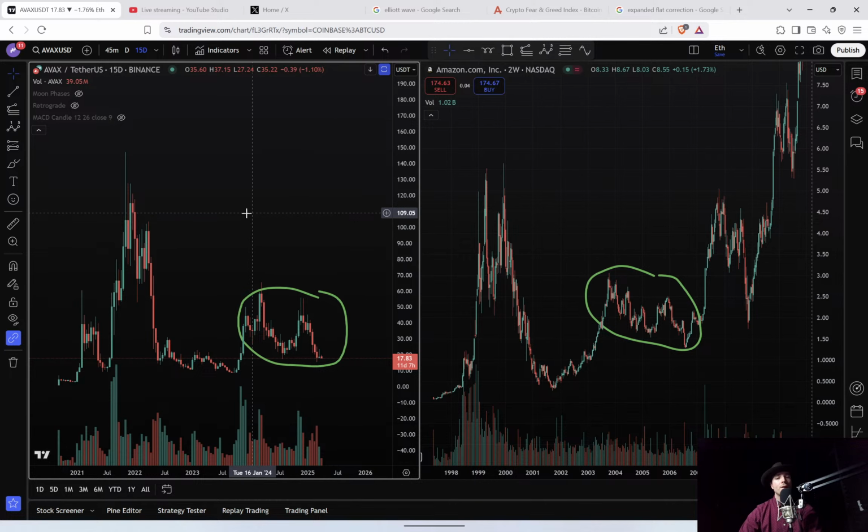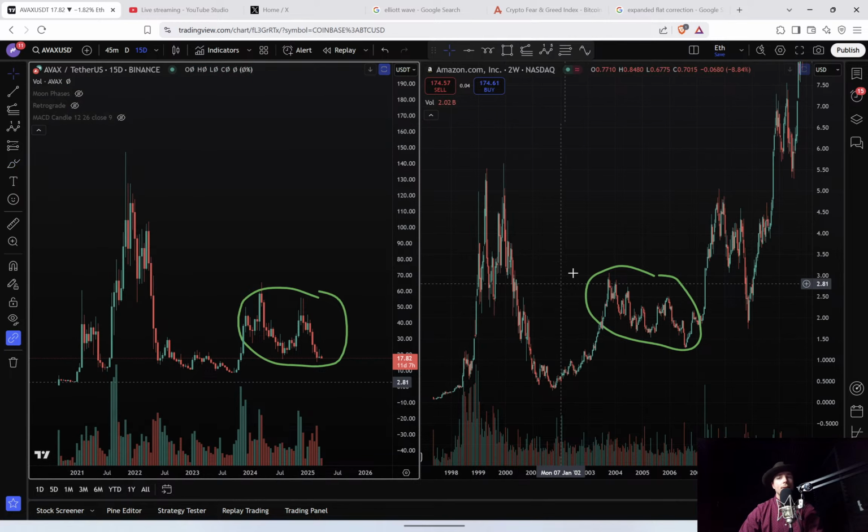In the bigger picture, I believe AVAX is one of those coins that will get mass adopted by the public, and it will skyrocket, and it will make a lot of people super rich. So keep your eyes on the prize. I mean, this looks amazing, you guys. This looks like buying Amazon down here at $1.36.